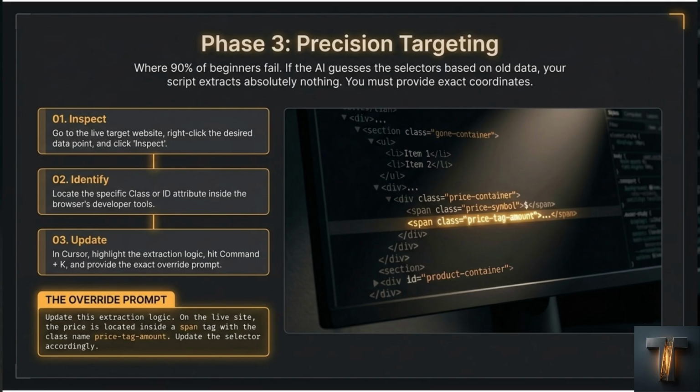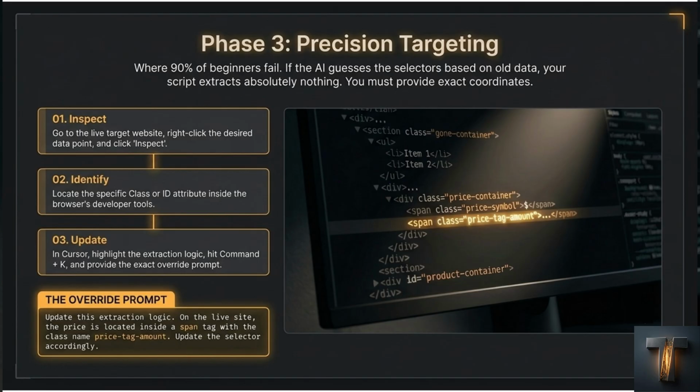It needs to know the exact HTML tags or CSS selectors where the data hides. If the AI guesses the selectors based on old data, your script will run, but it will extract absolutely nothing. Here is how you fix it without knowing code.